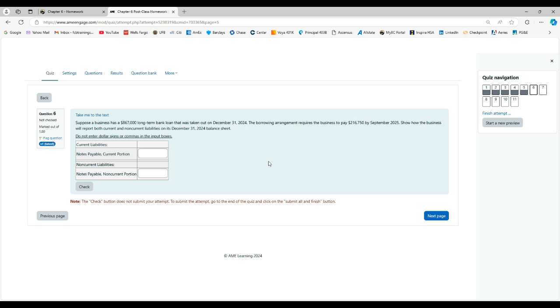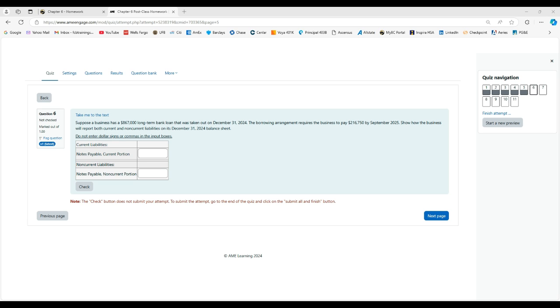Okay, let's look at this problem here. Suppose a business has a $867,000 long-term bank loan taken out December 31st. The borrowing arrangement requires the business to pay $216,750 by September of 2025. Show how the business will report both current and non-current liabilities on its December 31st, 2024 balance sheet.